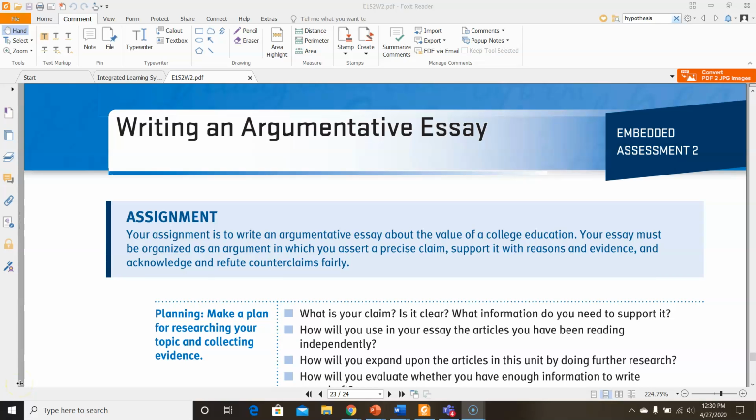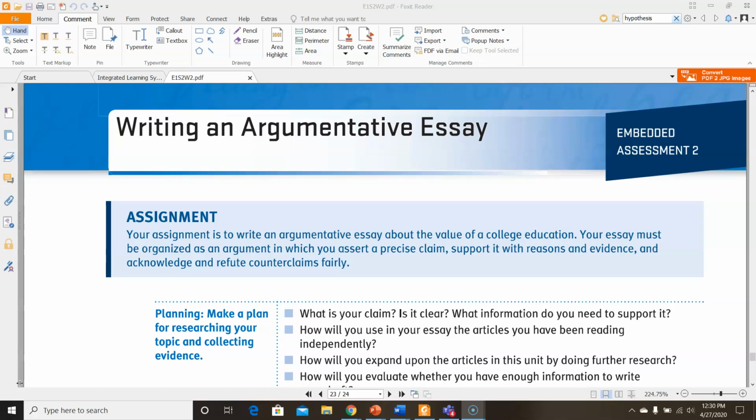Today I'm going to go over English 1 Semester 2 Week 2, Embedded Assessment 2, Writing an Argumentative Essay. So I'm going to talk a little bit about the assignment, the requirements, what they're looking for, and also I'm going to be talking about the rubric.